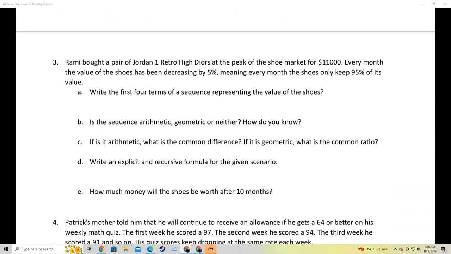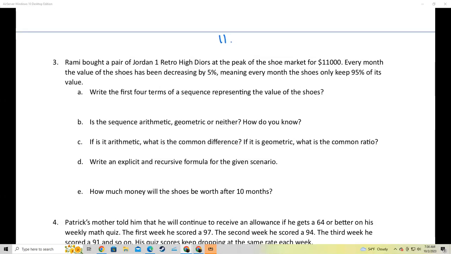So it says, write the first 4 terms of the sequence representing the value of the shoes. Right now, those shoes are worth $11,000. That is your 0th term, okay? After 1 month, it's going to go down. Now, how are we going to do this? On your calculator, you're going to type $11,000, and we're going to multiply it by 95%.